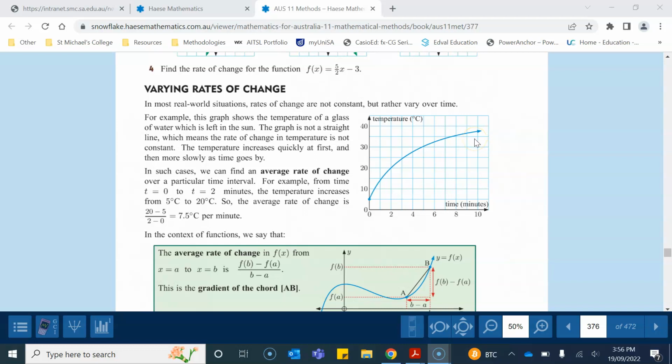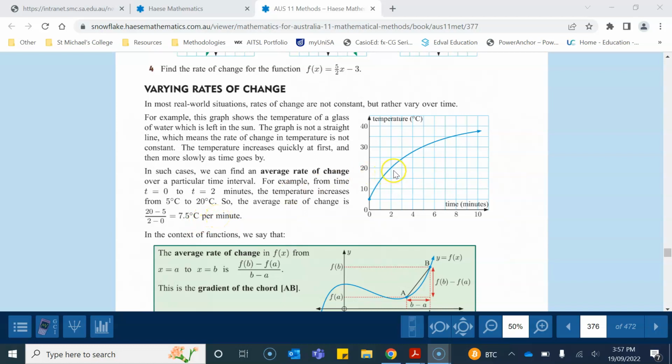Now we can find the average rate at which that temperature changes by finding the gradient of the chord which joins any two time intervals. So for example, if I wanted to find the average rate of change in the first 2 minutes, I would find the slope of the chord between 0 and 2. So I'll draw a straight line which joins those 2 points, and you can see here they found the rate of change by going rise over run. So they get the average rate of change is 7.5 degrees per minute.